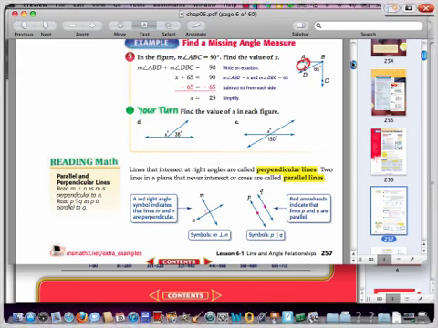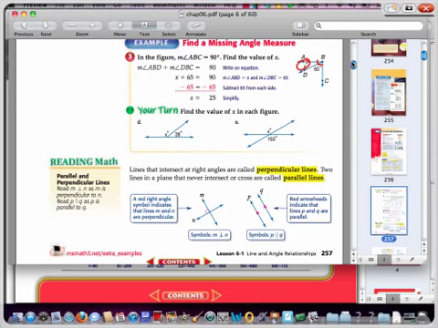We want to figure out what x is. Well, what do we know? We know that we've got a 90-degree angle right here. And we know that we've got two angles that are adjacent. They add up to be 90. Therefore, that's a complementary angle.